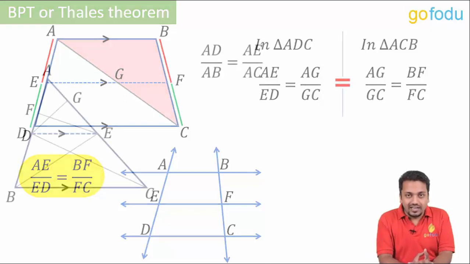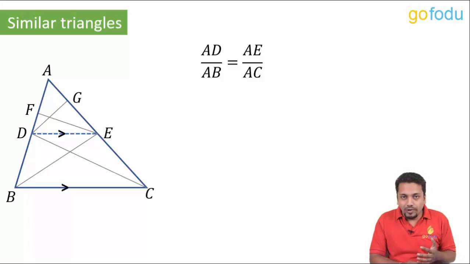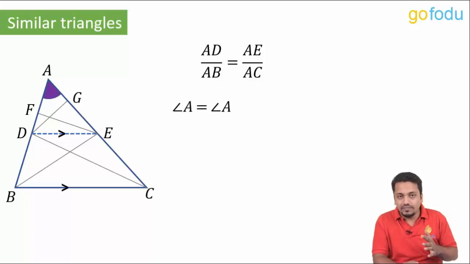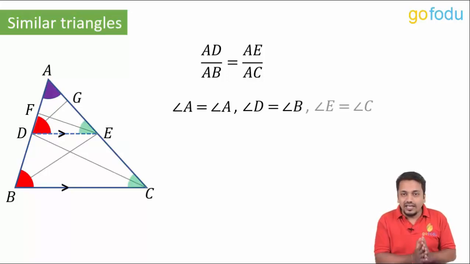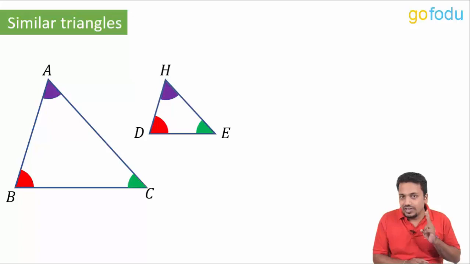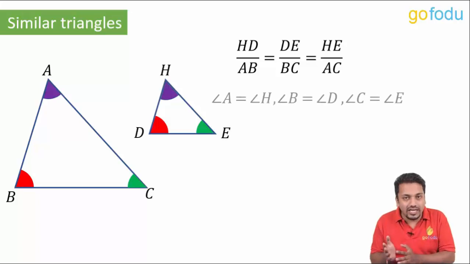Let's discuss similarity now. We just saw how AD upon AB came out to be equal to AE upon AC in the basic proportionality theorem. DE and BC are parallel lines and the corresponding angles are also equal, right? Angle A is common, angle D is equal to angle B and E is equal to C as DE is parallel to BC. So if these were two different triangles, we can say their sides will be in the same ratio and their corresponding angles will also be equal.